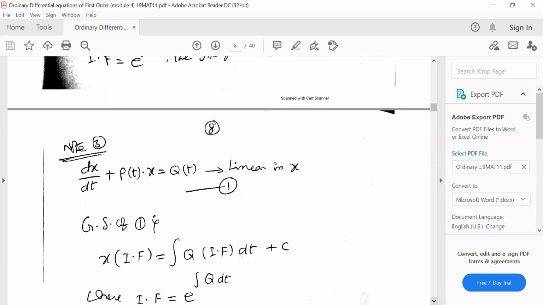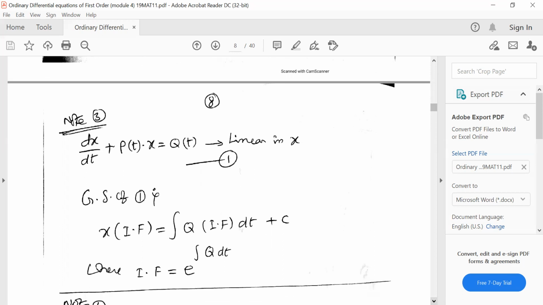In the same way, if it is linear in x, but the independent variable is t, then how to write the solution is mentioned here. So dx by dt plus p of t into x equals q of t. It is called linear in x. Okay. Then what is the solution? Just the variables are different, that's it. There it was dy by dx, here it is dx by dt. So the solution goes the same. x into IF is equal to integral of q into IF. Because they are functions of t, it is into dt plus c.